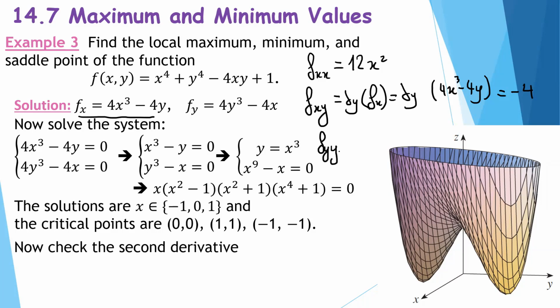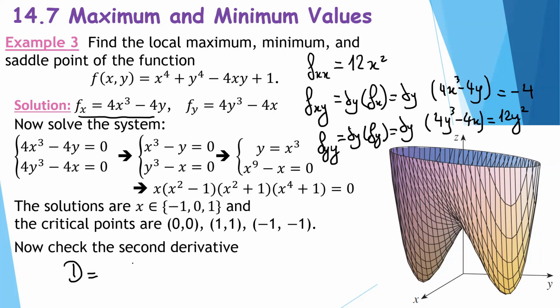Now, fyy. We have 3 second order derivatives to calculate. So it's dy of fy. So it's dy of 4y cubed minus 4x. That's 12y squared. So these are the 3 second order partial derivatives. We need to calculate D.